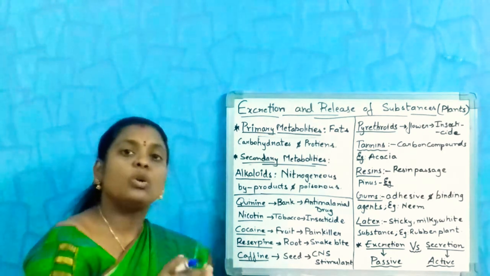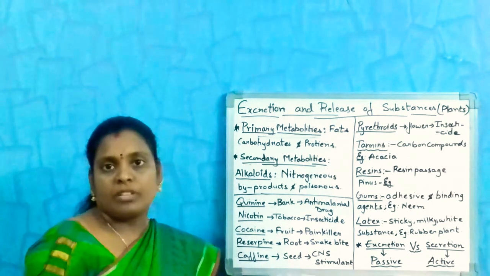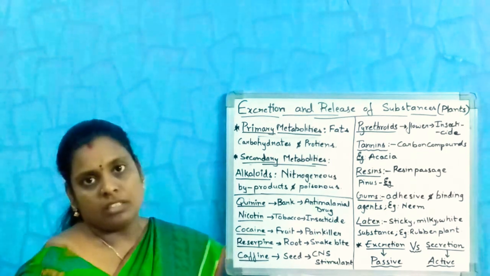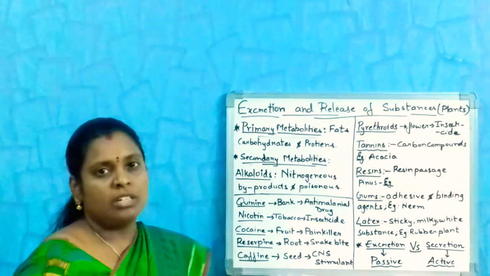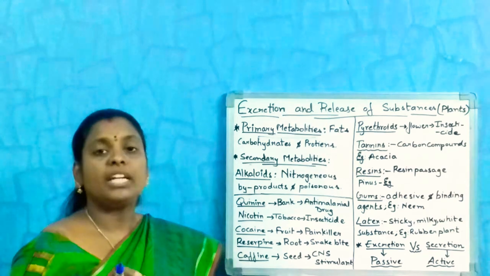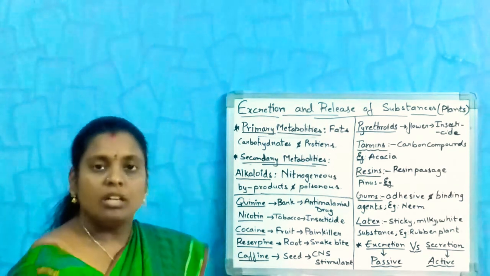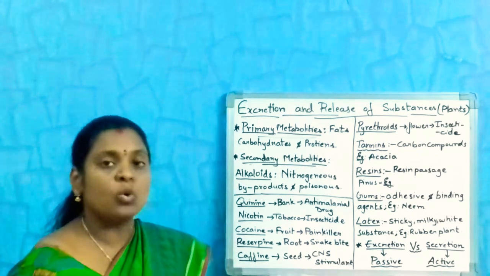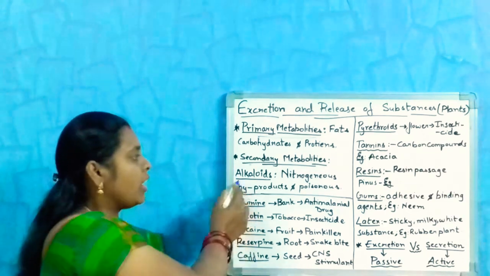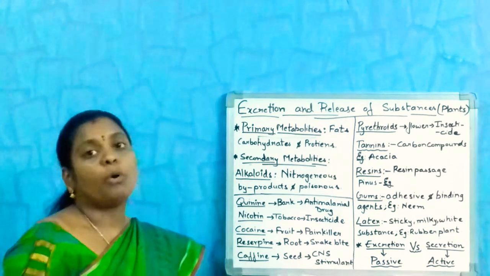Why? Because there is no use of these substances for the plant's growth. Of course, on the other hand, they are useful to the plant, like the nectar for pollination, but it is not used for the growth of the plant; it is used for an extra purpose, like pollination or healing the wounds of the plant. Okay? Alkaloids are nitrogenous byproducts, and these are poisonous also.